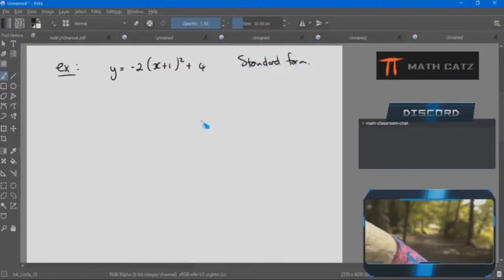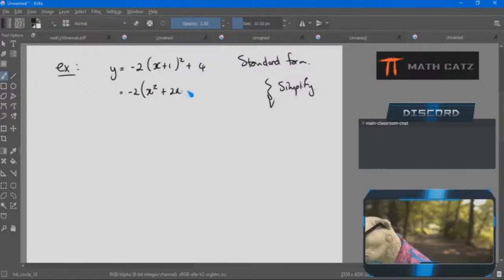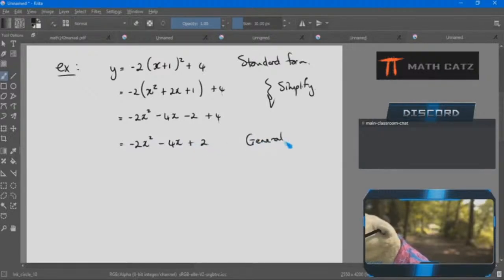Standard form. If I now simplify this, I will get -2. Let's simplify the bracket. Hopefully everyone can remember how to simplify a two-term bracket squared. First one squared, product of the 2 times 2, last one squared, and then I still have my plus 4. Then I'll multiply the -2 in to get -2x squared minus 4x minus 2 plus 4. And then I'll merge the constant terms into a single constant term like so. And then we get what we call the general form.